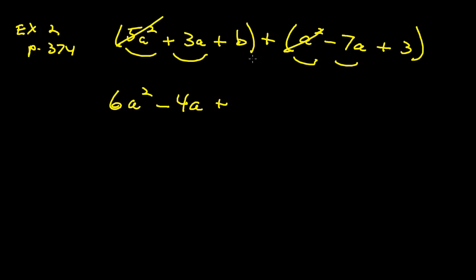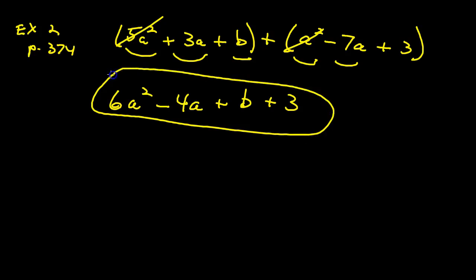Plus, well, b doesn't combine with anything, so I'll just carry it down. And plus 3, that doesn't combine with anything either. So there would be my final answer there: 6a squared minus 4a plus b plus 3.